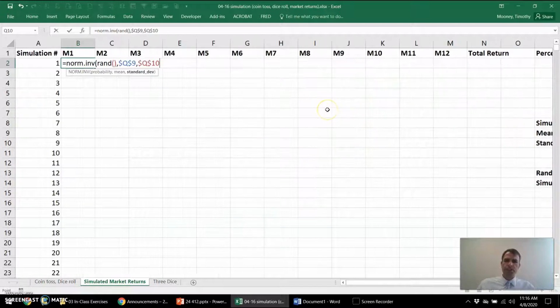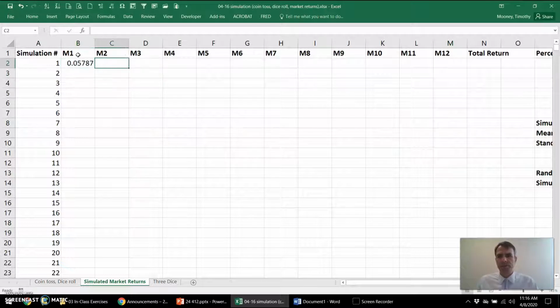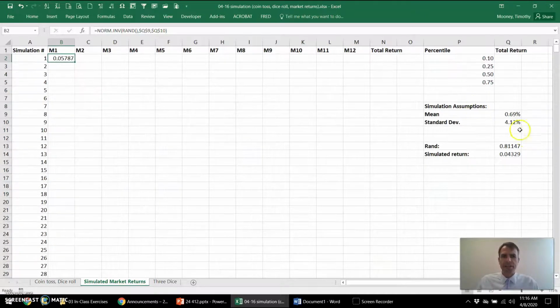The standard deviation of the distribution of our Monte Carlo simulation is going to look like this, right? So simulate some random number between 0 and 1, and given the mean and standard deviation of a distribution, return the value of that variable. So here's a monthly return that's well above the mean, right? 5.787% in a given month, which is much higher than the monthly average of 0.69% per month.